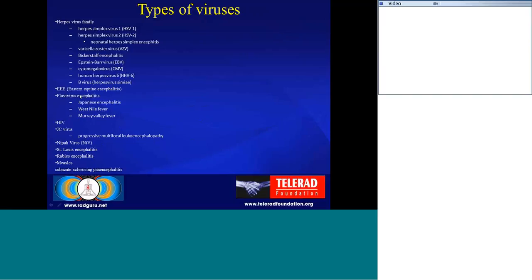Next, a different type is Eastern equine encephalitis, and Flavivirus encephalitis, which are RNA type viruses. The most common is Japanese encephalitis or West Nile fever, which occurs in the Indian subcontinent and in Southeast Asia, which we encounter in India.